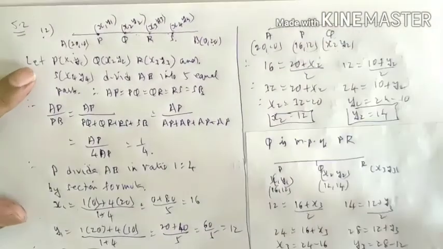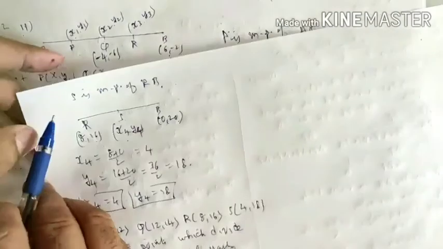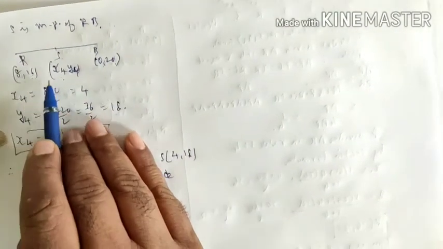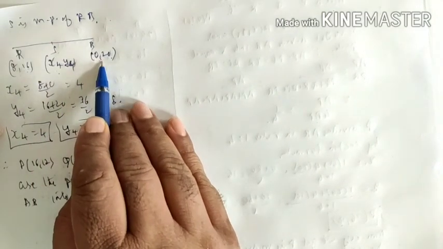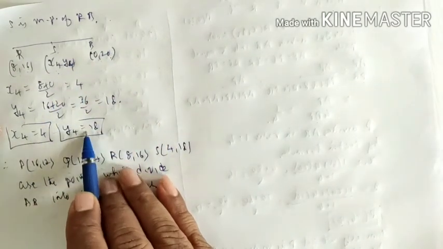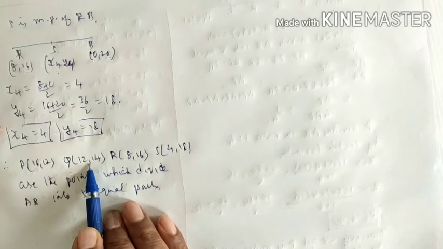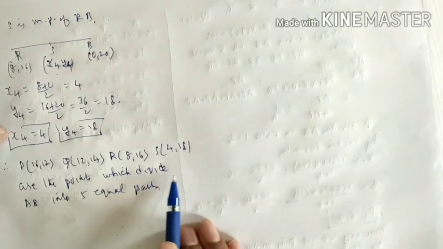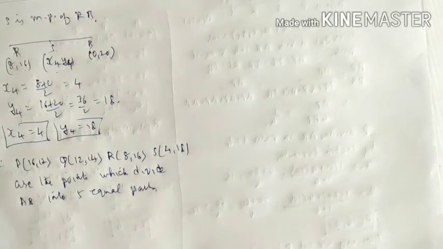In the same way, see S is midpoint of RB. We have done here in this page. S is midpoint of RB. So R is 8, 16. S is x4, y4 and B is already given in the question itself, 0, 20. Again apply midpoint formula. You will get x4, y4 as 4, 18. Therefore P is 16, 12. Q 12, 14. R 8, 16. S 4, 18 are the points which divide AB into 5 equal parts. Simple.